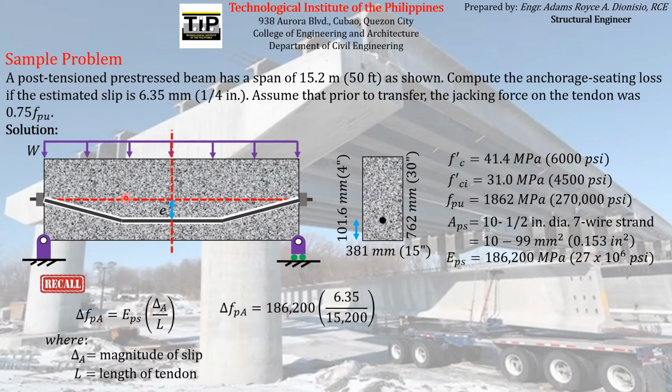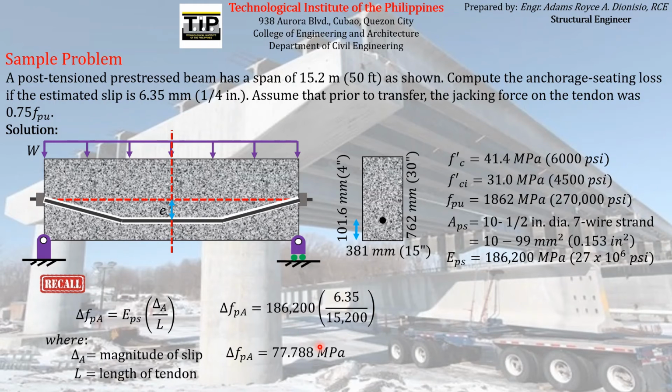and the length of the tendon, which is approximately equal to the length of the beam itself for long span beams. So you can expect that for long span beams, the length of the tendon or the length of the tendon profile is just approximately equal to the span of the beam itself. So we can just use the span of the beam instead of the actual length of the tendon. So the span of the beam is 15.2 meters, but we have to express it in terms of mm since the numerator is in terms of mm.